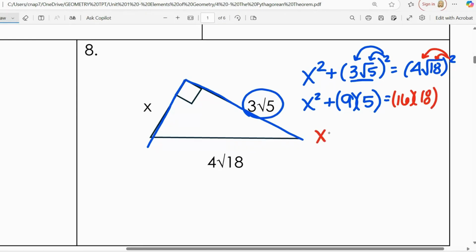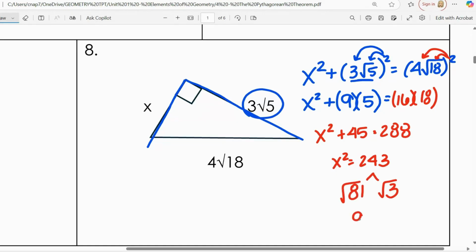So you get x squared plus 45 equals 288. That means x squared is 243, and the perfect square that comes out of 243 is 81 times 3, and so your final answer is 9 root 3.